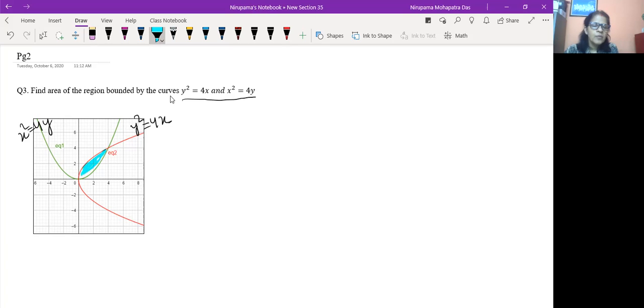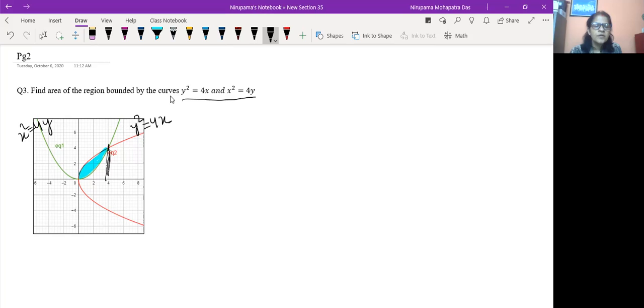I have taken only one question on this parabola because you people are very familiar with parabolas and fond of parabolas also, right? So this is the curve we want, and this is the region we want to find. Now you see where they intersect. They intersect here.